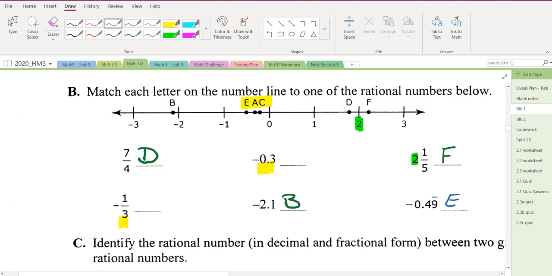Isaiah? Well, I know that 1 over 3 is 0.33, and it's a negative, and 0.33 is bigger than 0.3, but it's also on the negative side, so it would be farther to the left. So I think negative 1 over 3 is A, and negative 0.3 is C. So excellent. So Isaiah was saying that this is negative 0.33, right? So you're comparing decimals. That's a common fraction. That's a bigger negative number. So that's going to be furthest to the left, is what he said. So that would be A. That means this would be C.